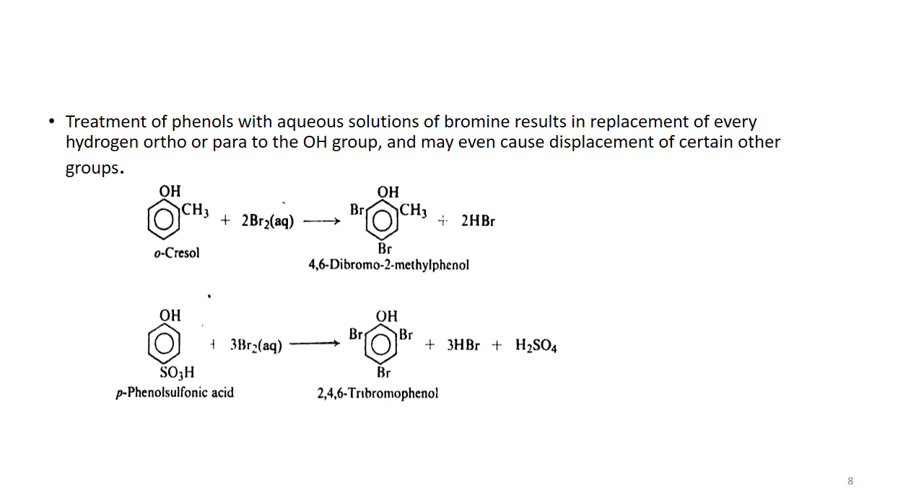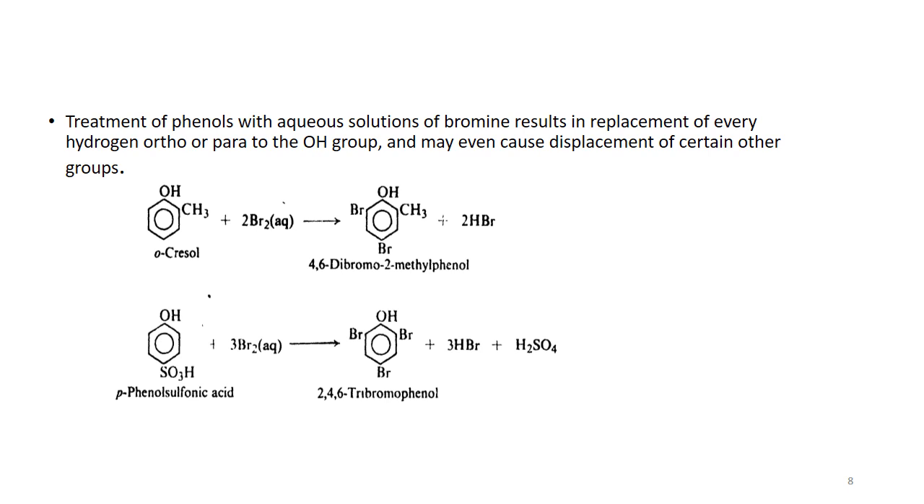Here are some reactions of phenols. When we treat phenols with an aqueous solution of bromine, that results in the replacement of all the hydrogen atoms at the ortho and para positions of the OH group, and sometimes it may even cause displacement of certain other groups. Here we can see in the first reaction there is orthocresol. When orthocresol is allowed to react with aqueous bromine solution, the hydrogen atoms at the ortho position and the para position are substituted with bromine, and you get 4,6 dibromo 2-methyl phenol. 2-methyl phenol is commonly called orthocresol.